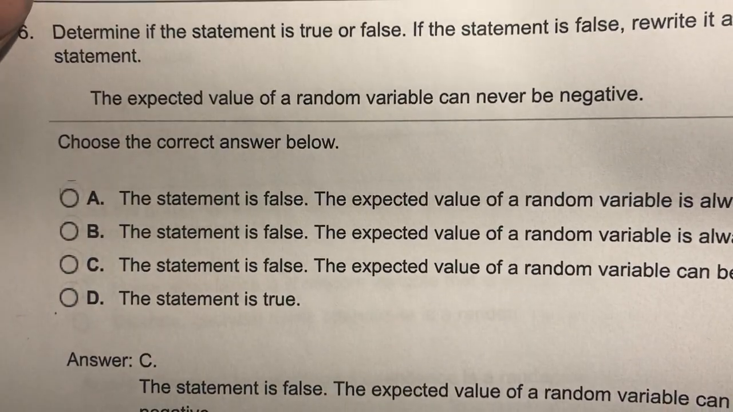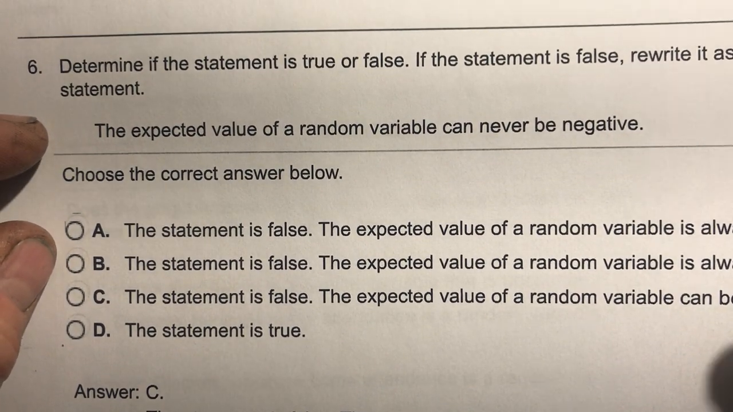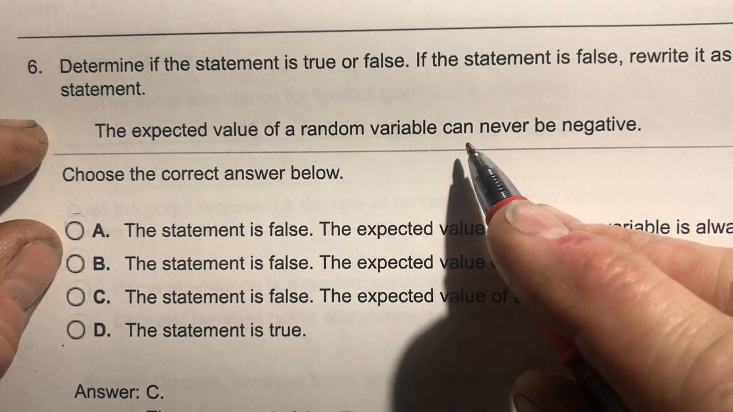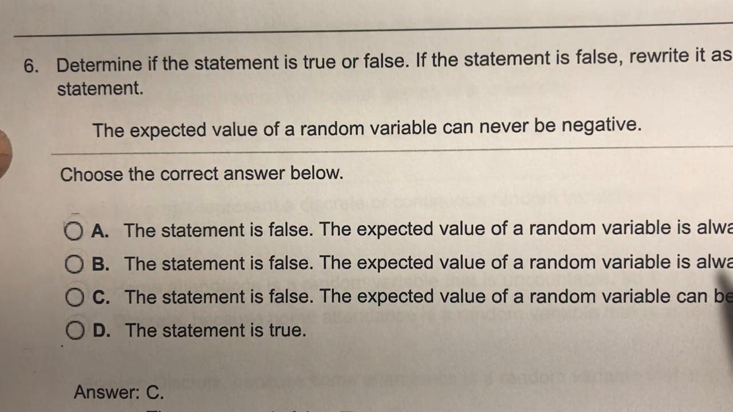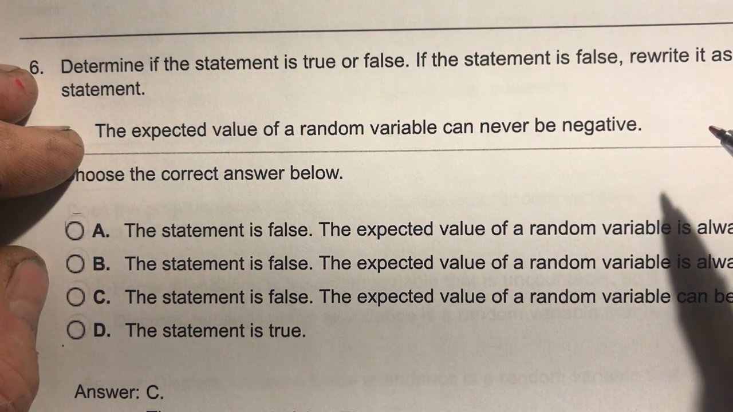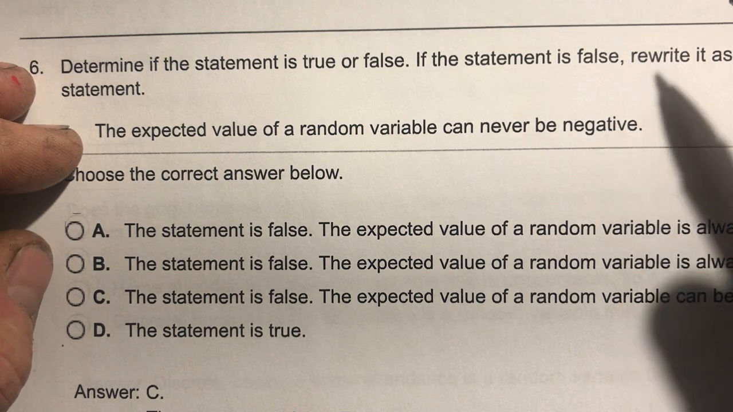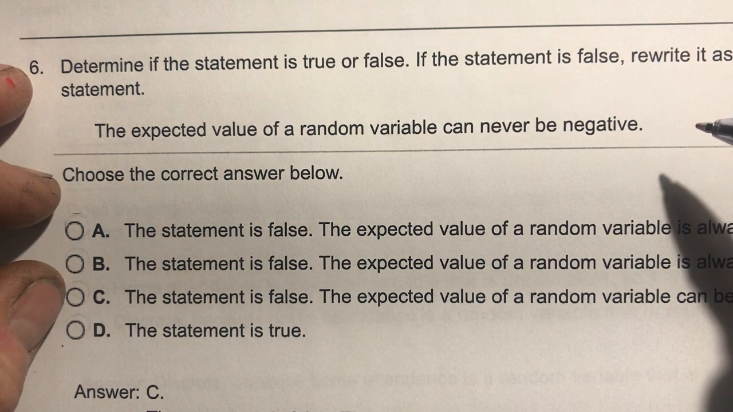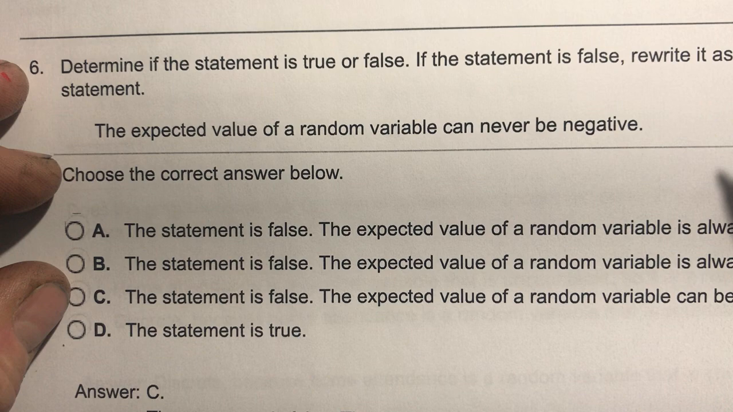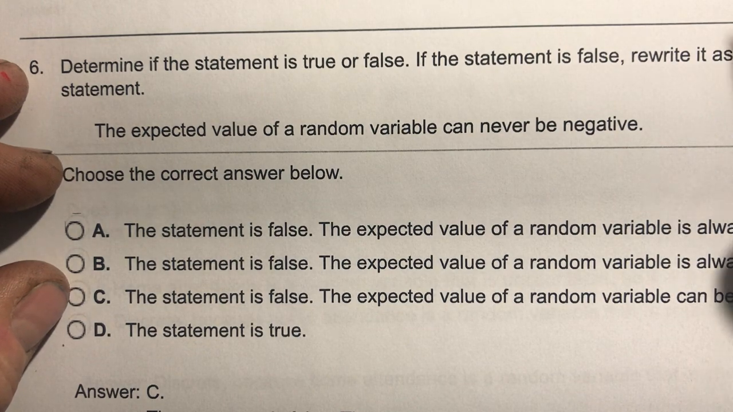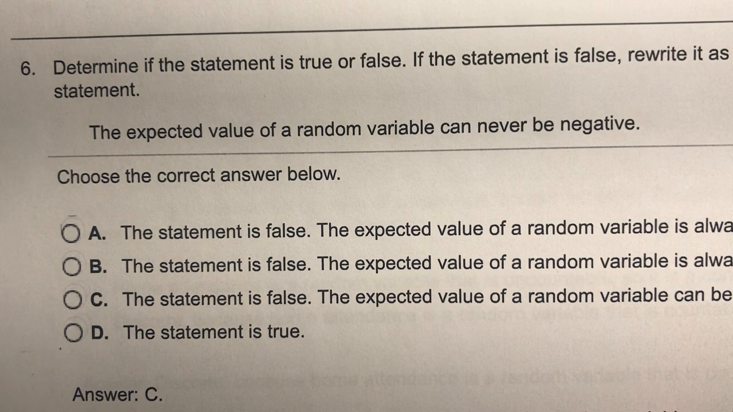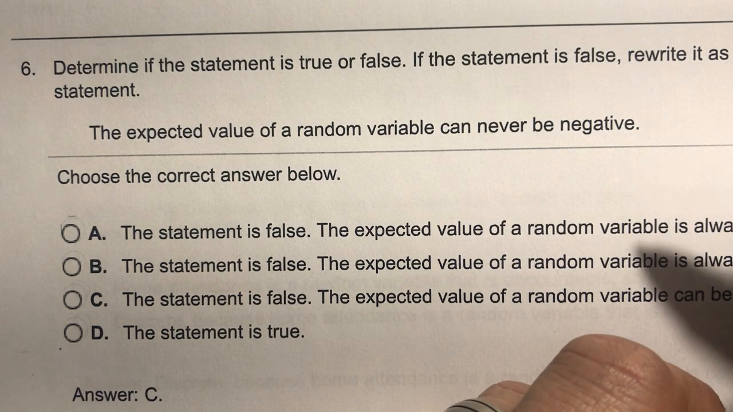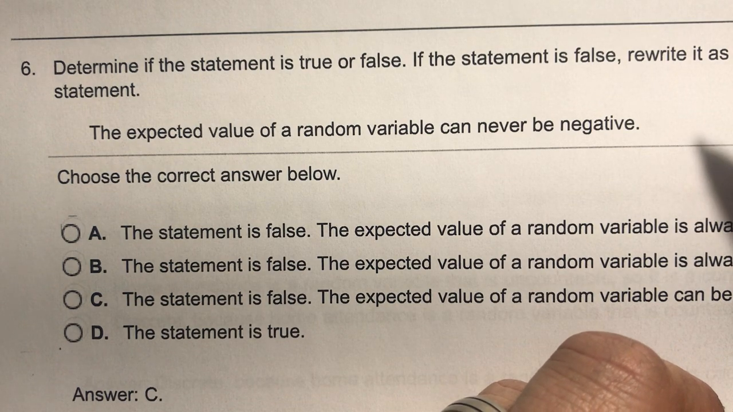Number 6, determine if it's true or false. The expected value of a random variable can never be negative. Okay? Now, this statement is false. It can be negative sometimes. Your average, your expected value, could be negative. I don't know if we'll have one like that, but it is possible to have a negative expected value.